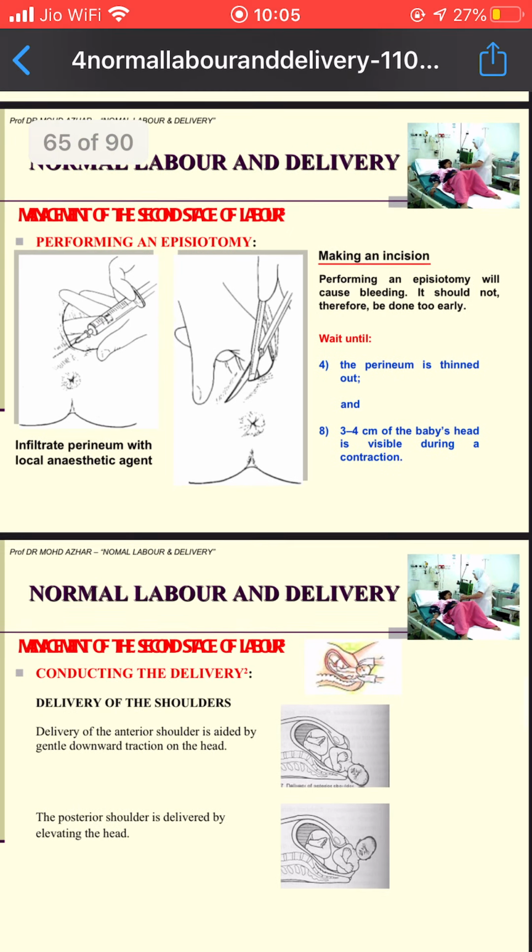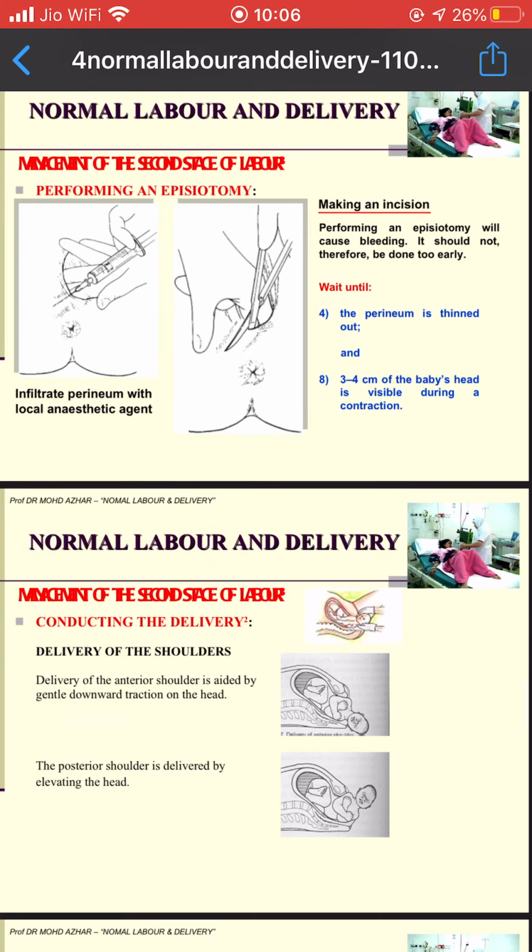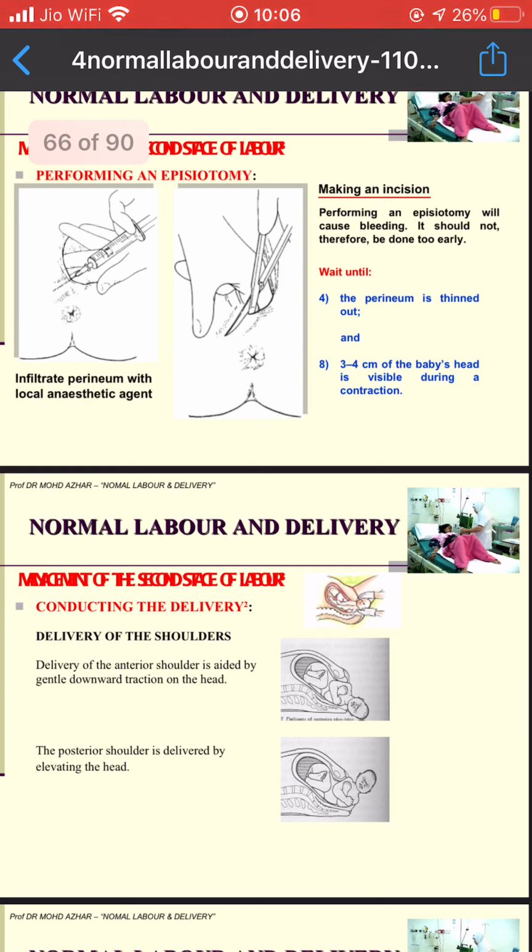Management of second stage, before performing an episiotomy incision, the first thing you do is wait for the perineum to thin out, crowning, when 3-4 centimeters of the baby's head is visible during the contraction. This is called crowning. Then first you inject local anesthetic like xylocaine, infiltrate the region where you are planning your incision, wait for 2 minutes, and then you make the incision.